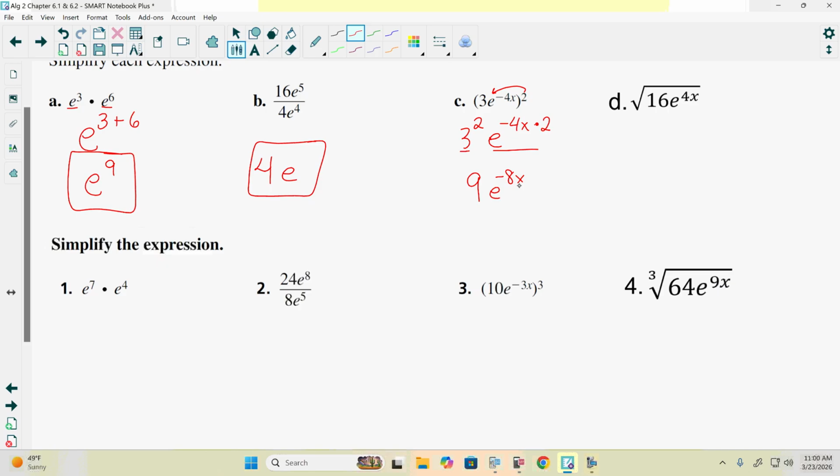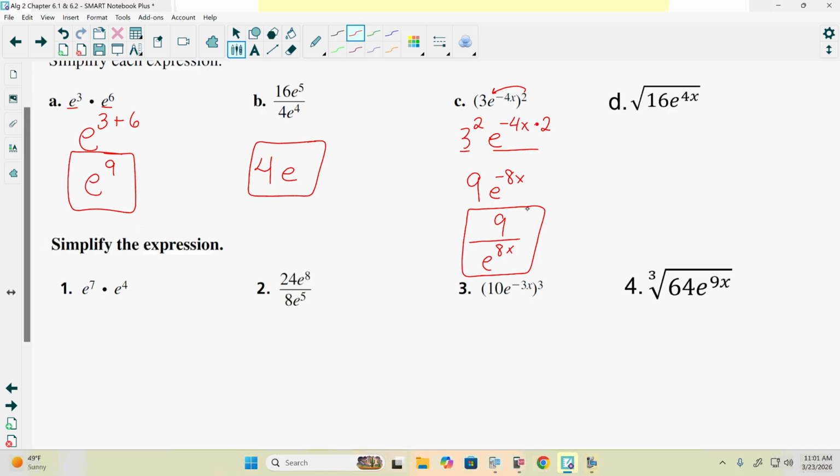We cannot leave exponents negative. To make it positive, we have to move it from the top of the fraction to the bottom. So we move the e to the negative 8x down to the bottom of the fraction, which makes that exponent positive, just the exponent. Since the 9 did not have a negative exponent connected to it, it stays on top. Questions on this here? Any questions on A, B, C?